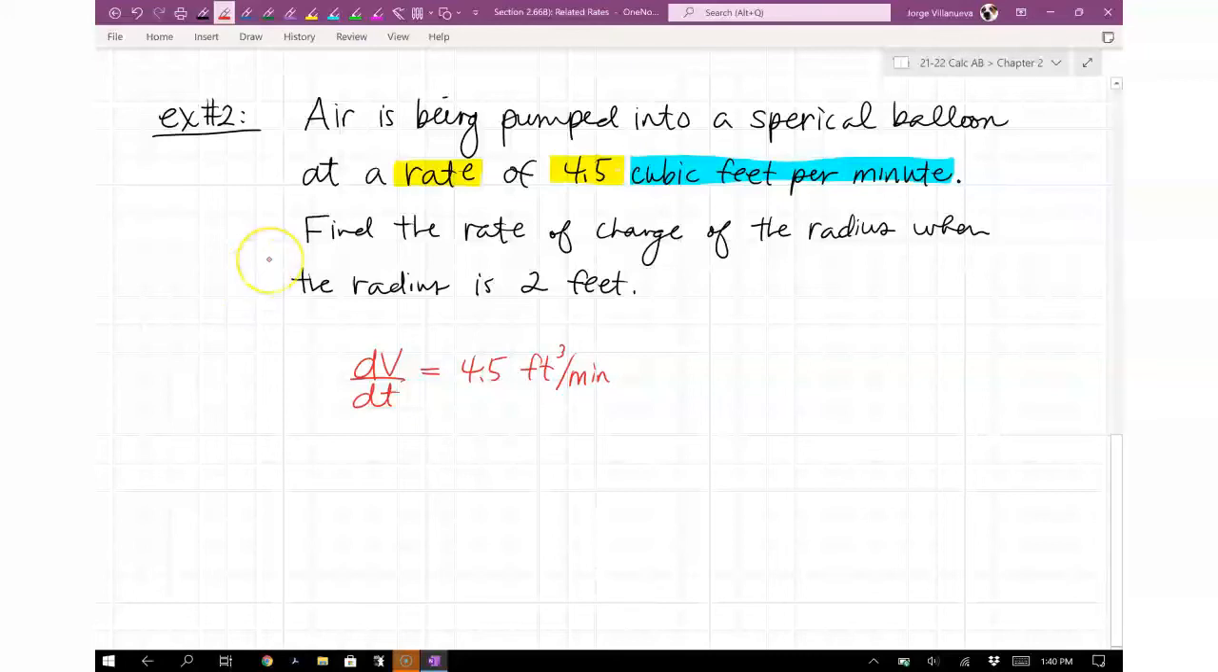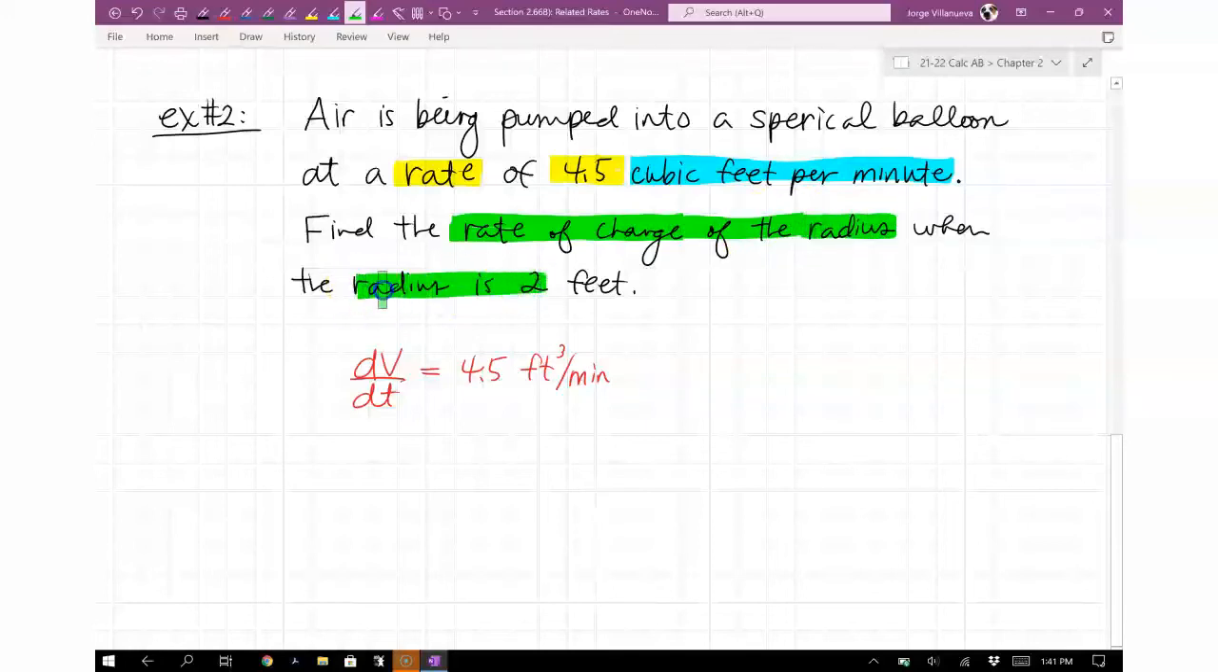Second sentence, find the rate of change. Now again, rate of change is very important. That means derivative. Okay? So you're going to be taking a derivative. Derivative of what? Find the rate of change of the radius. Okay? So I can highlight all this. The rate of change of the radius when the radius is 2 feet.